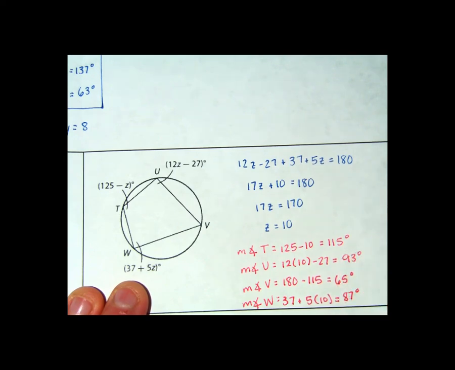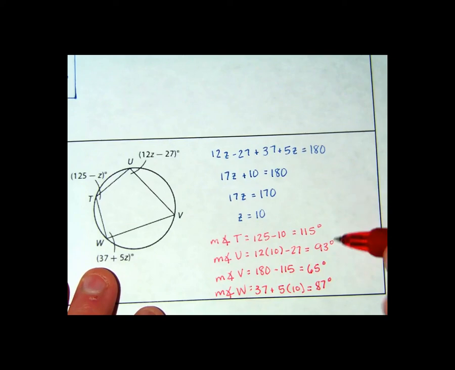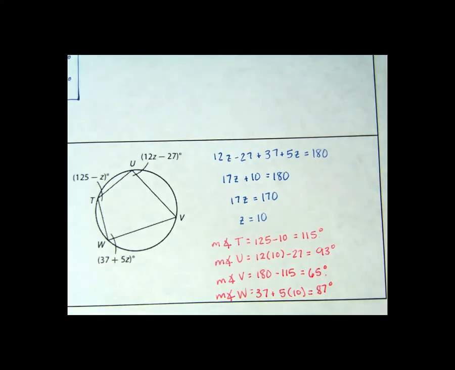We could check to make sure that all this stuff is correct. For instance, is 115 plus 65 really 180? Yes. Is 93 plus 87 really 180? Yes. Do all four add up to 360? Yes. Those are good checks. If those do not work out, something has gone wrong, because they all should check. They should be the same. You need to glue this in your notebook on page 124.